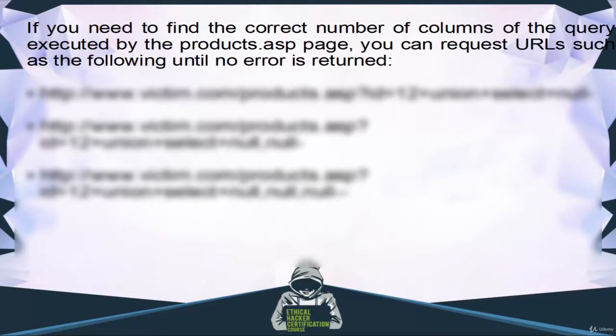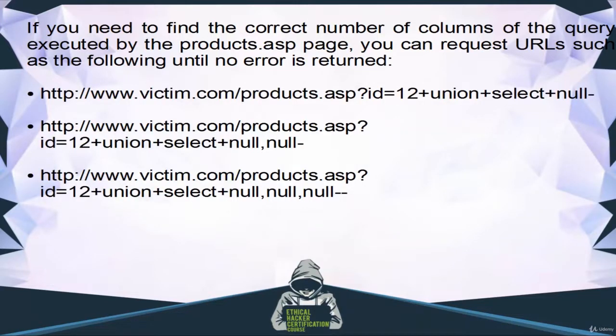If you need to find the correct number of columns of the query executed by the products.asp page, you can request a URL such as the following until no error is returned. Like this, you can see here products.asp?id=12 plus union select null, and so on. Write null twice, then thrice.